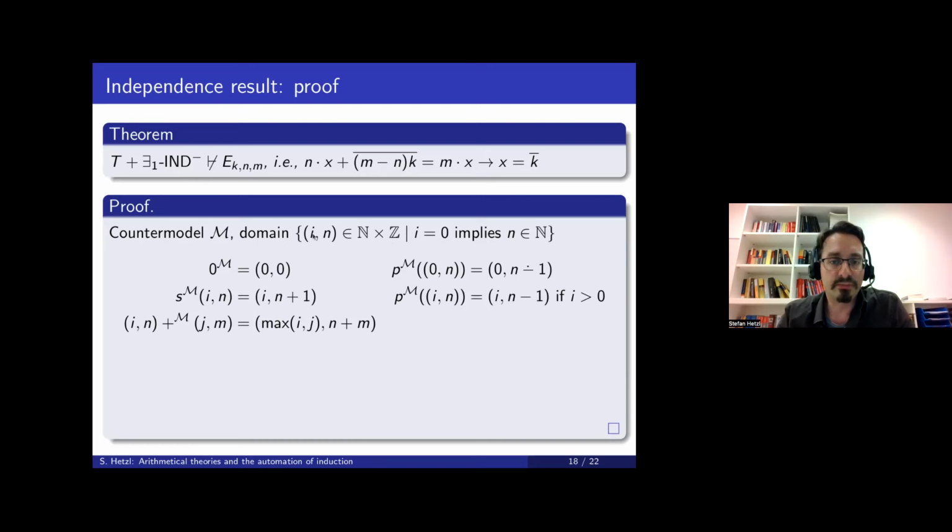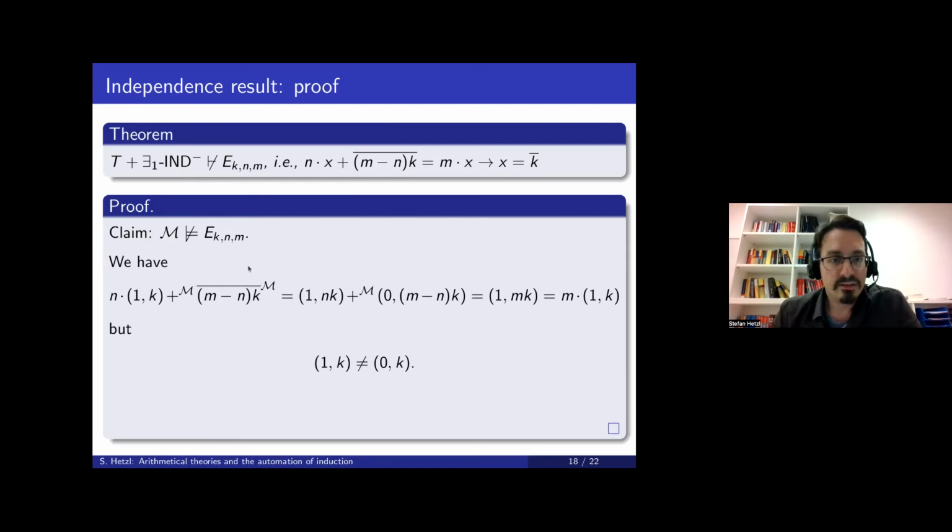The first element of the pair simply says in which component we are. For zero, we are in the natural numbers, and for greater than zero, in some copy of the integers. Zero, successor, and predecessor are defined in the natural way. The predecessor would be defined as truncated predecessor on the naturals, and as ordinary predecessor on the integers. The only non-standard thing here is the addition. If we add two numbers, we just add them in the second component, but we jump to the larger of the two copies in the first component.